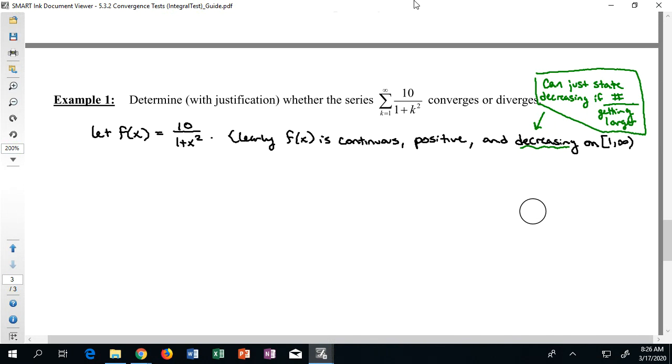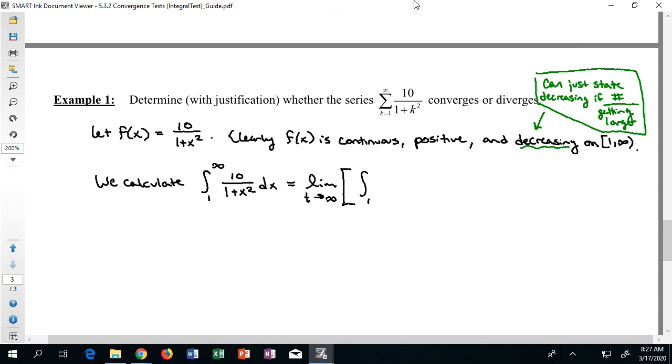Okay, since I know though that this function meets all of the criteria, I know that I just need to look at the associated improper integral. So I'm going to say, let's calculate the integral from 1 to infinity of this guy. Again, I know that this is going to be a limit of an integral from 1 to t.